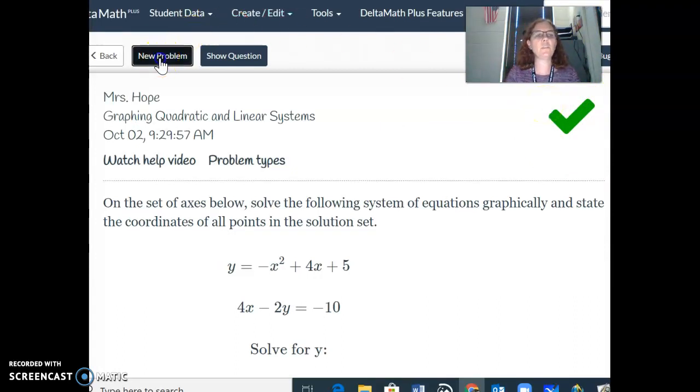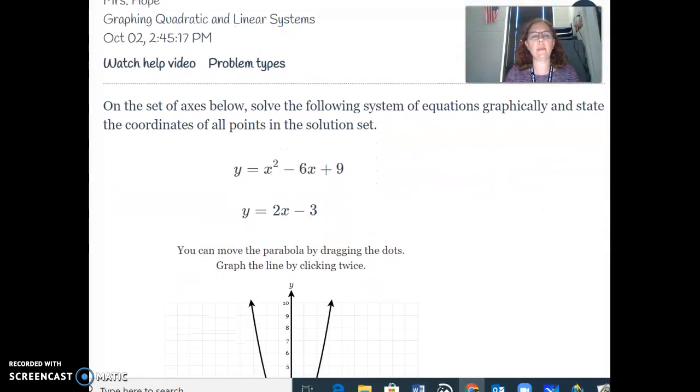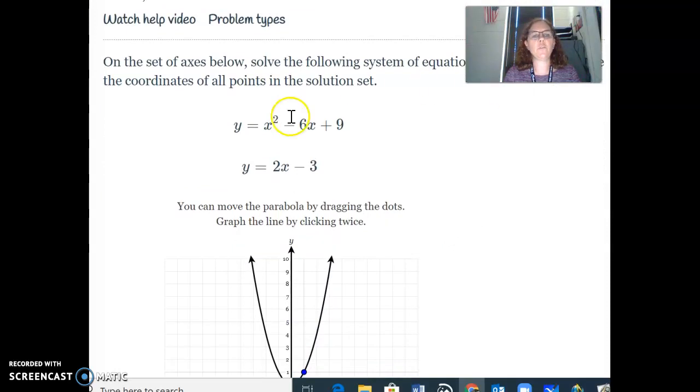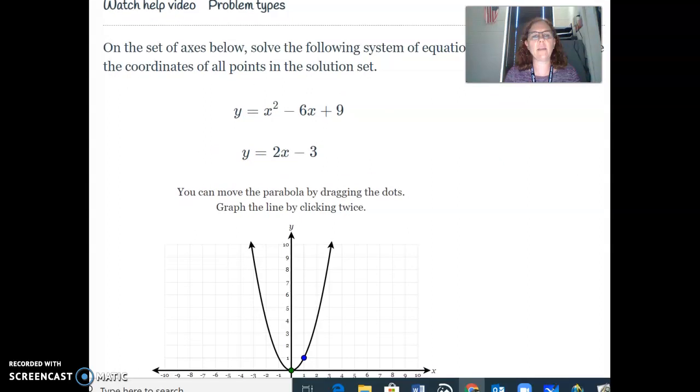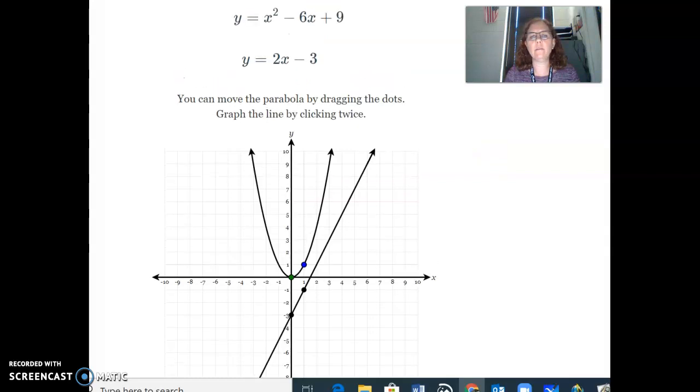Okay, let's spend just a minute looking at another one. All right, this one is already in the correct form. I don't need to do anything. So for the line, remember I click twice for the line. We'll do the line first this time. So I'm going to start at -3. And then from that, I'm going to count up 2 and right 1. So there's my line, -3 on the y-axis, up 2 and right 1.